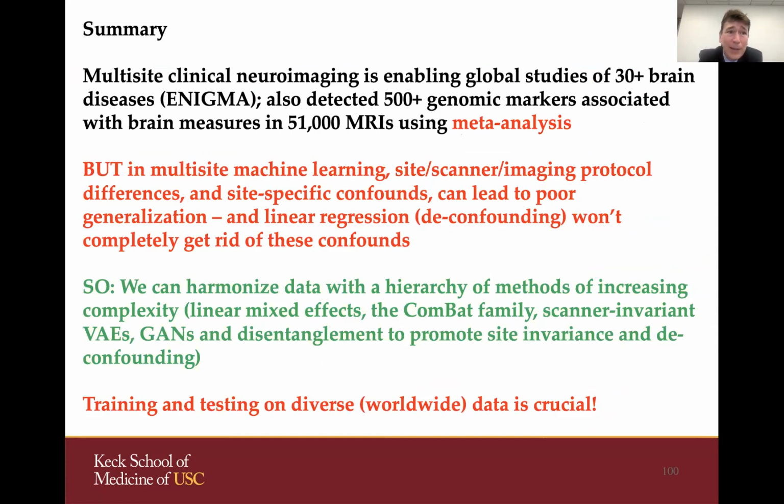So just to wrap up, multi-site clinical neuroimaging is now enabling global studies of over 30 different brain disorders. In the case where the signal is very, very tiny, where you're searching for markers in the genetic code that might be associated with brain images, you can even do this in over 50,000 MRIs. And in that case, using meta-analysis, it's just fine. You can find these very subtle effects on the brain by doing that.